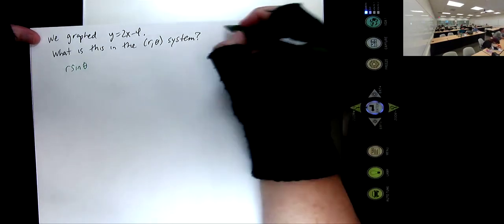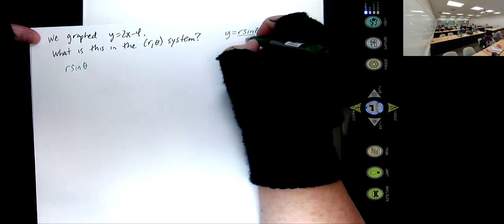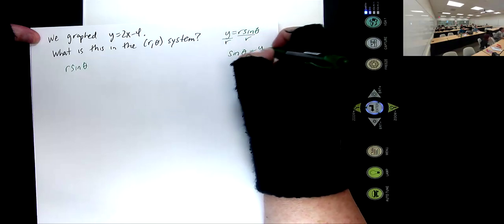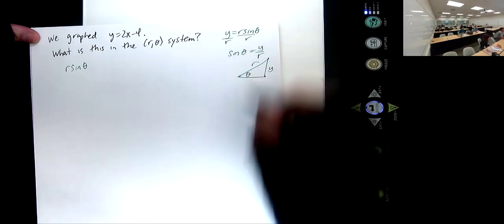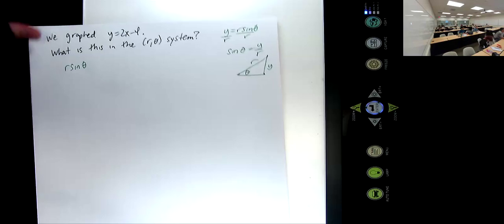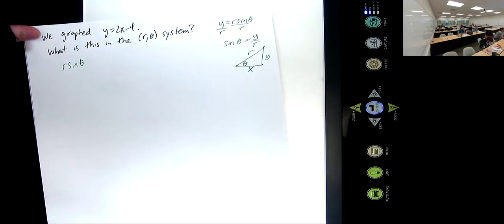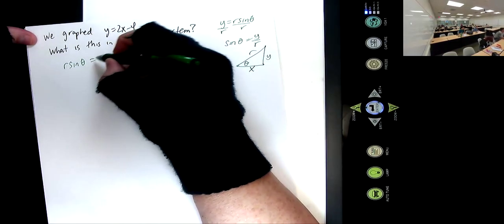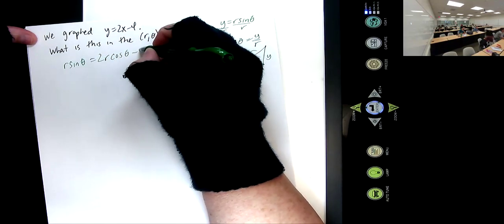In fact, the first time you saw this was this version. Sin theta equals y over r, opposite over hypotenuse. You've seen this formula, and that's x. That's how you get cosine, x is r cosine theta. So we're gonna have r sin theta equals 2 times, the x version is r cosine theta, minus 4.